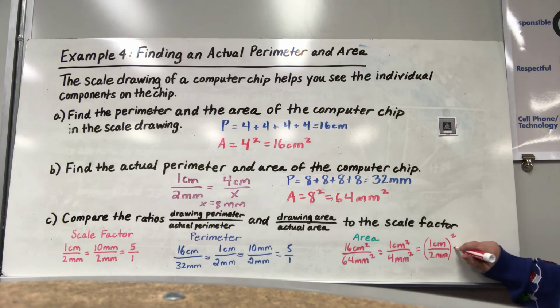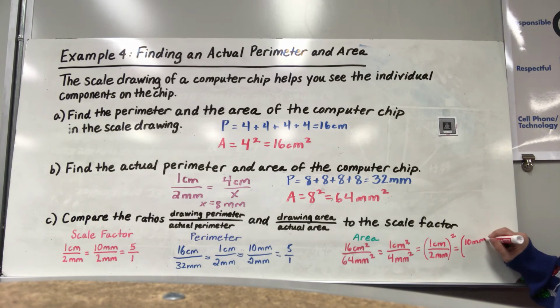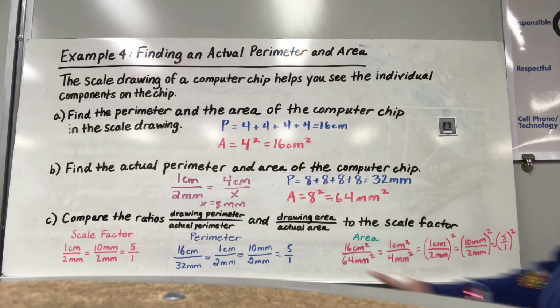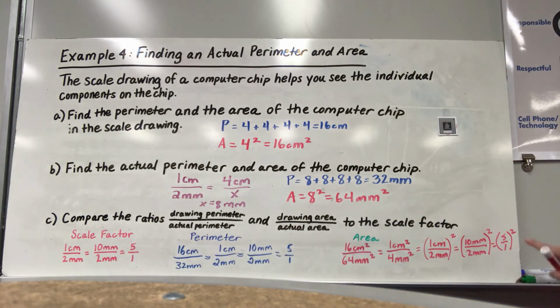So I've now taken the squared out. I'm going to change this into the same units. So I'll have 10 millimeters for a centimeter and 2 millimeters here. And I can get rid of my units because now they're the same and I can reduce. So I will have 5 over 1 squared. So this part of my ratio is the same as my perimeter and my scale factor. It's just a little different because area has a squared.